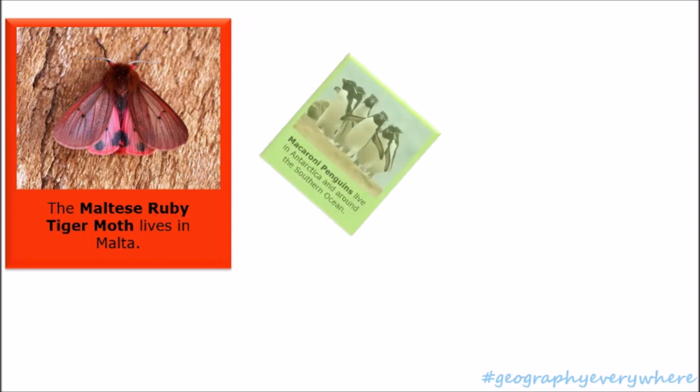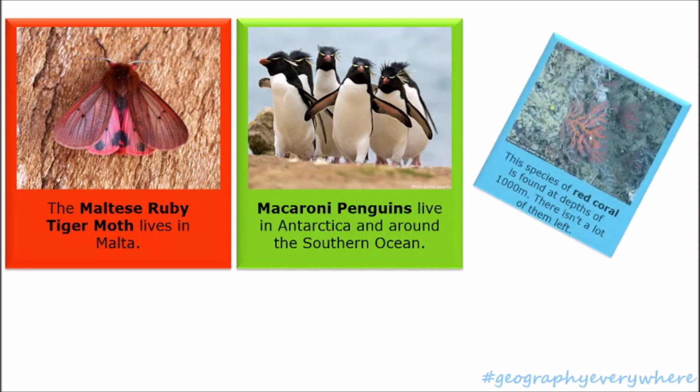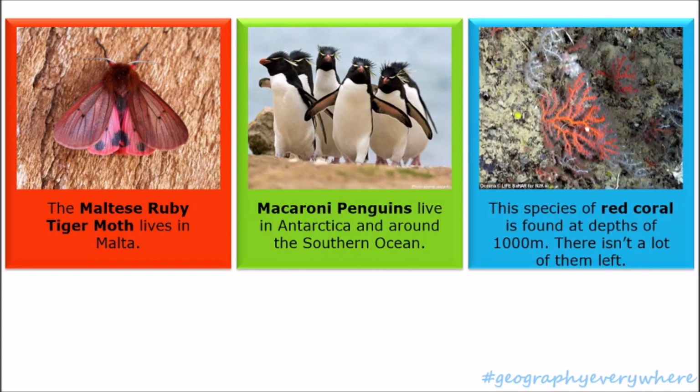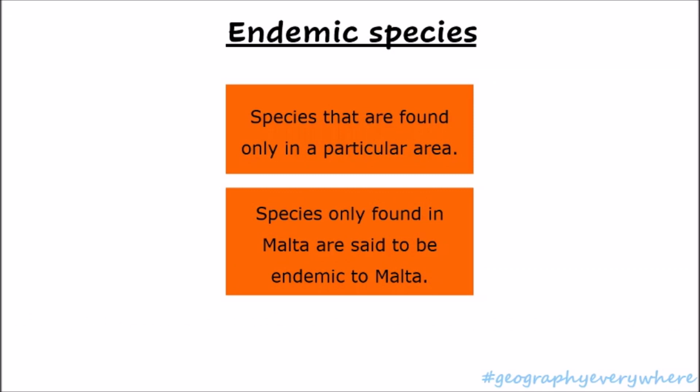The Maltese ruby tiger moth lives in Malta. Macaroni penguins live in Antarctica and around the Southern Ocean. The species of red coral is found at depths of 1,000 meters. There isn't a lot of them left. How can we describe the location or the status of some of these species just using one word? There are different terms that we're going to see that help us describe either the location of some species or the status.